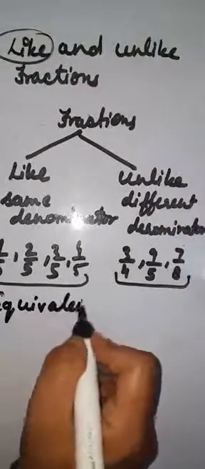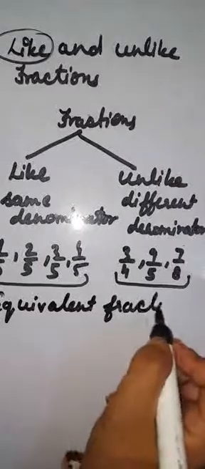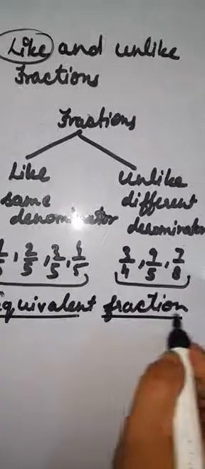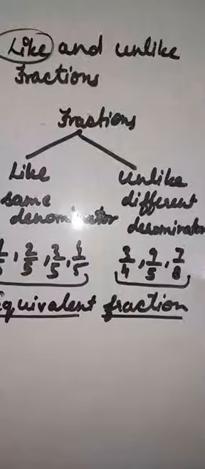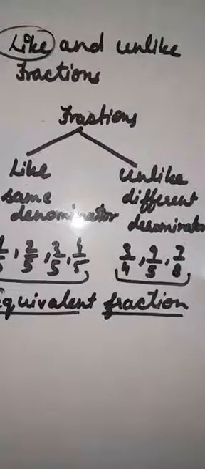Equivalent fractions. The word equivalent means equal, right? Equivalent fractions are equal fractions. So how will we find out the equivalent fractions? To find the equivalent fractions, we just multiply the fraction with the counting numbers. Alright students? And we'll start from 2, because if we multiply the fraction by 1, we will get the same fraction, right?